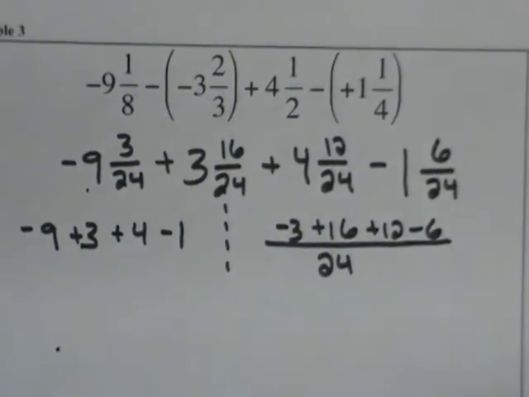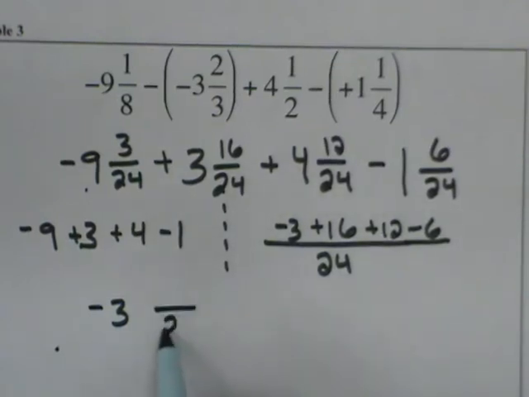Now I want to simplify what I have. So I look at this and I go negative 9 plus 3 is negative 6. Negative 6 plus 4 is negative 2. Negative 2 minus 1 is negative 3. We move to the fractional part. I should have 24 as a denominator.